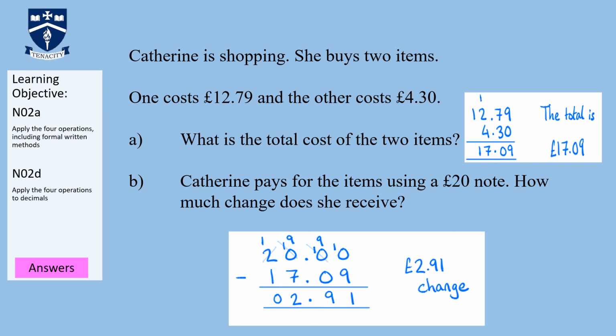For part A, total indicates that we need to add. The total of 12.79 and 4.3 is 17.09. Don't forget to add your units, it's pounds. Okay. If we're looking for how much change we receive from the £20 note, that indicates a subtraction. From £20, subtract the total of 17.09, we'll see that we get £2.91 change.